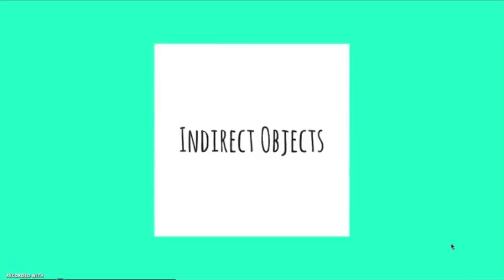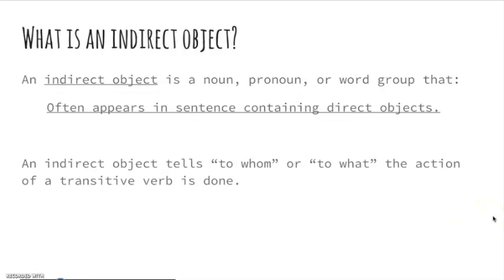Now to indirect objects. What is an indirect object? An indirect object is a noun, pronoun, or word group that often appears in sentences containing a direct object. An indirect object tells to whom or to what the action of a transitive verb is done.